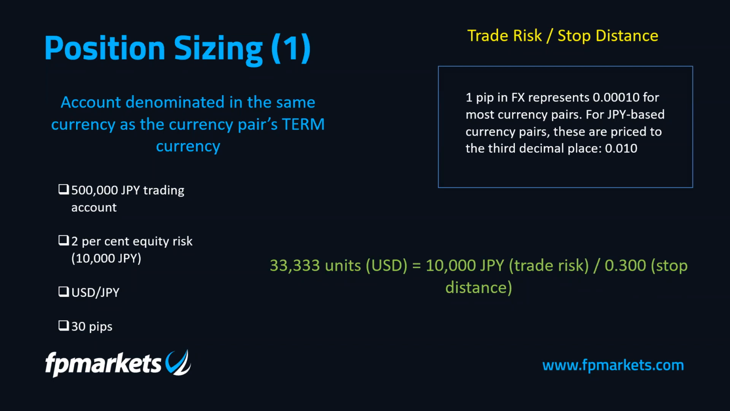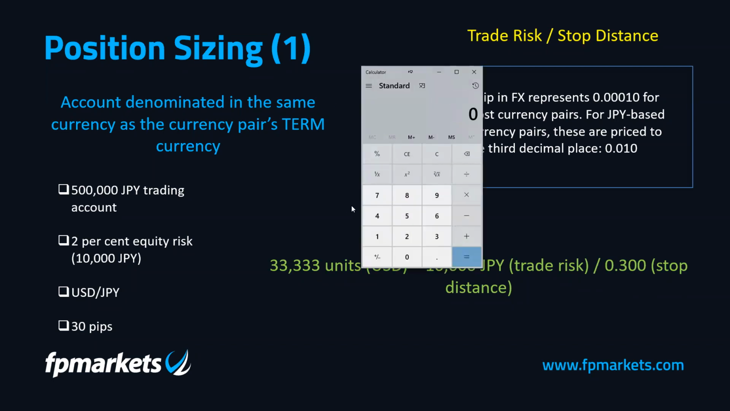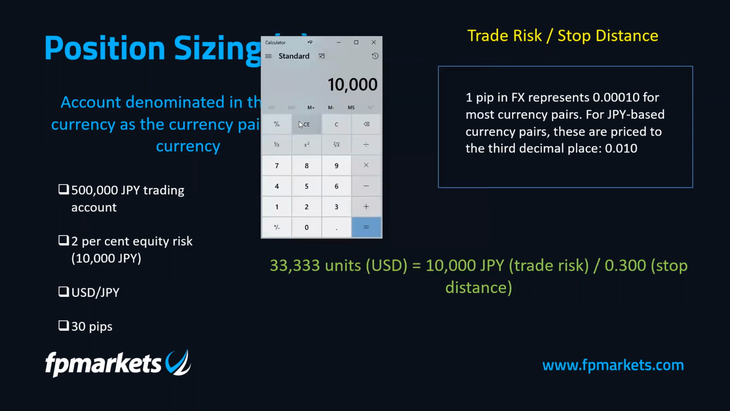So do it on the calculator. I'll do it in front of you. Just bear with me. So 10,000 Japanese yen divided by 0.300. I hope this is right. There we go. 33,333 units of US dollar, because we have to buy the base currency, right?